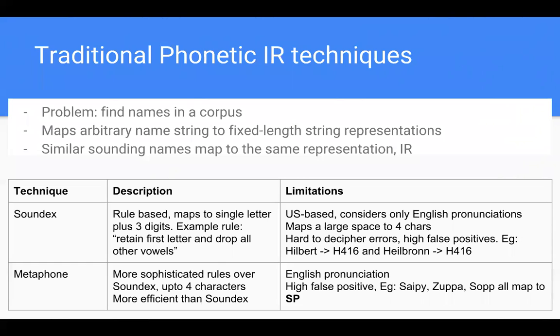The limitation of Soundex is that it's only US based and it considers only English pronunciations. And it's also mapping a large space to only 4 characters. So you have issues like a lot of high false positives. For example, Hilbert and Heilbronn are mapped to the same Soundex representation. And they don't really sound that similar. And so ideally, they shouldn't be mapped to the same representation.